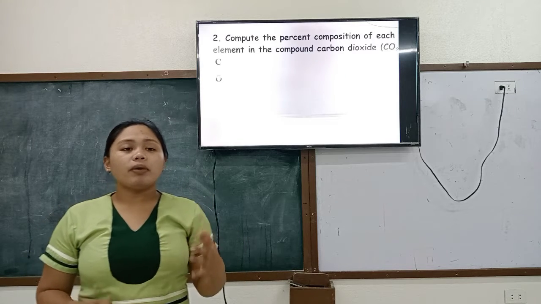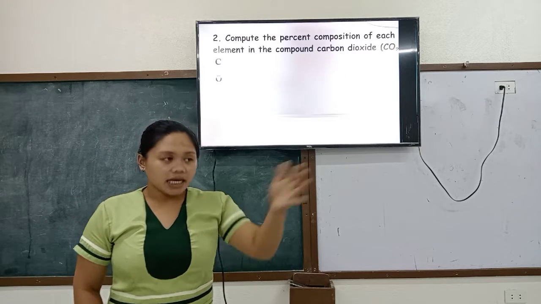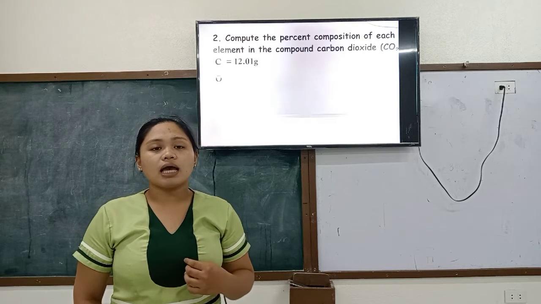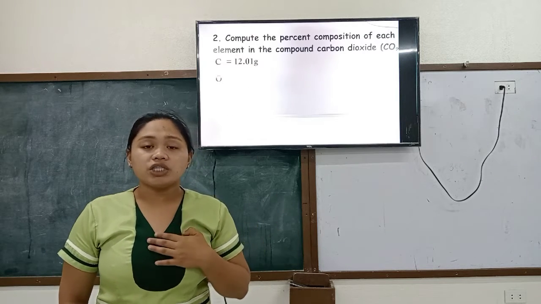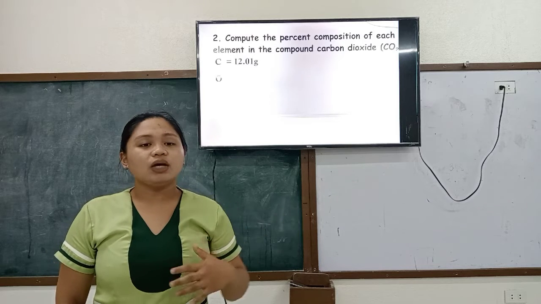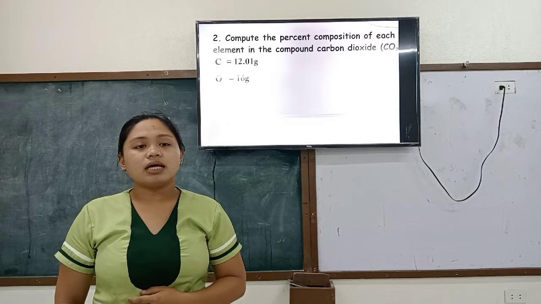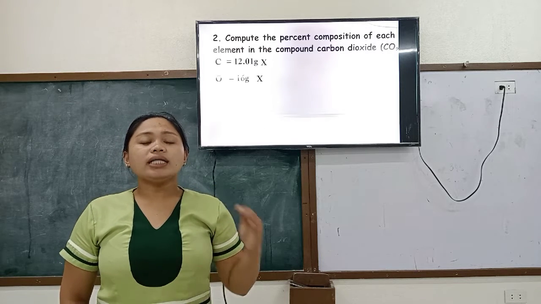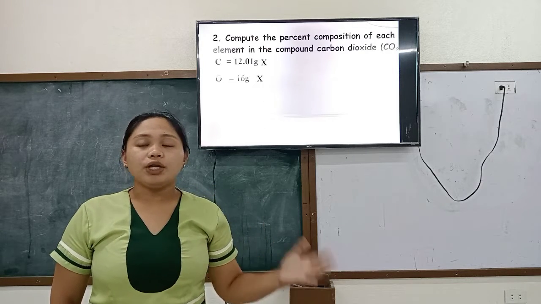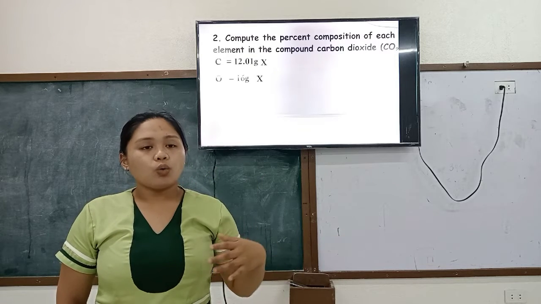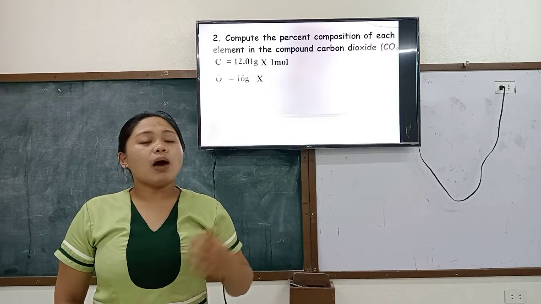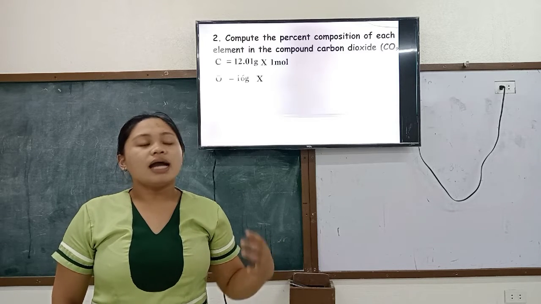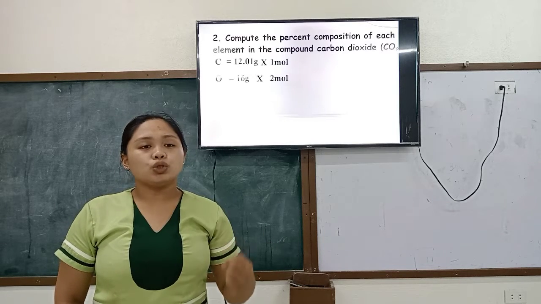Now, what is the atomic mass of the carbon? Yes, you are right. The atomic mass of the carbon is 12.01 grams. Now, how about the atomic mass of the oxygen? Yes, exactly, which is 16 grams. Now, we have to multiply them by the number of moles. So, what is the number of moles of the carbon in CO2? Correct, which is 1 mole. Now, how about the number of moles of oxygen? Yes, correct, which is 2 moles.